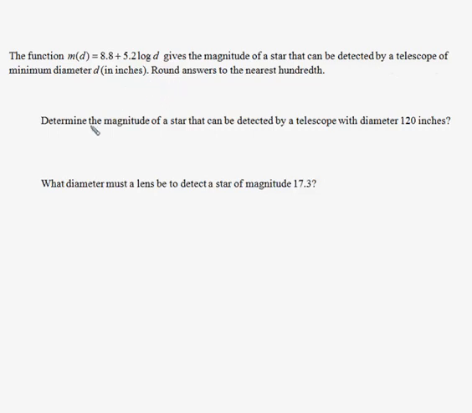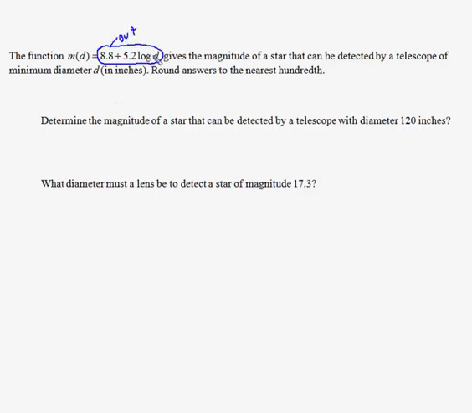So the first question that we're going to be asked is to determine the magnitude of a star. So we have to right now wrap our mind around what variable is what. So d, by definition, because it's in the parentheses, is my input. So if they ever give me the diameter, I am to replace d with the diameter. And vice versa, if they ever give me the magnitude, that would be the output. It says this equation gives the magnitude. So what they're saying is this gives us the magnitude. So this is the output.